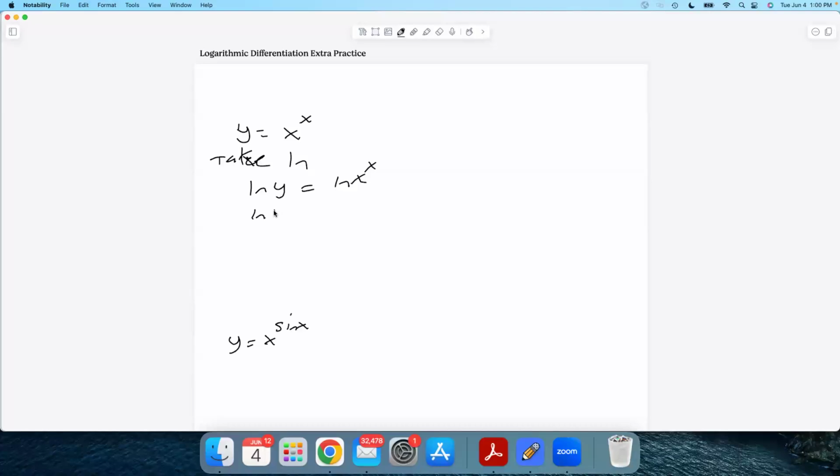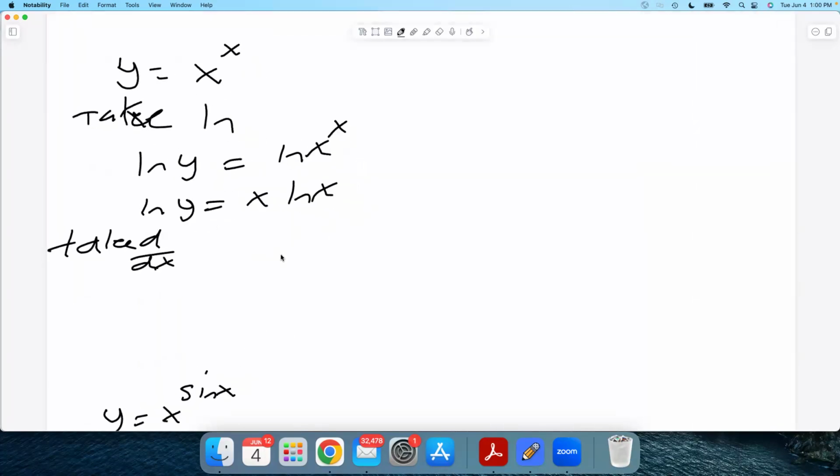So rules of log say that x comes down to ground level. Then we use implicit differentiation. So we take the derivative with respect to x of both sides. The derivative of log of anything is 1 over that thing times the derivative of what's inside. This is implicit differentiation. Derivative of y is y prime.